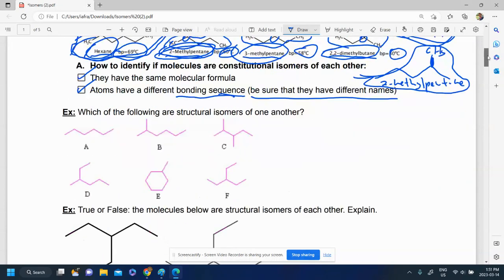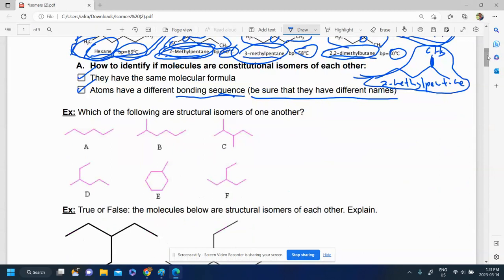You can try to identify which of the following are structural isomers of one another. You can pause the video to try it out yourself first to think about how you would approach this, and then you can unpause to see if you're on the right path with the strategies I teach you. So what I would do first is I would try to find the molecular formula of each substance here.